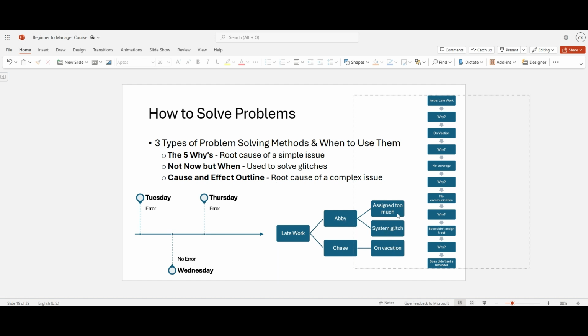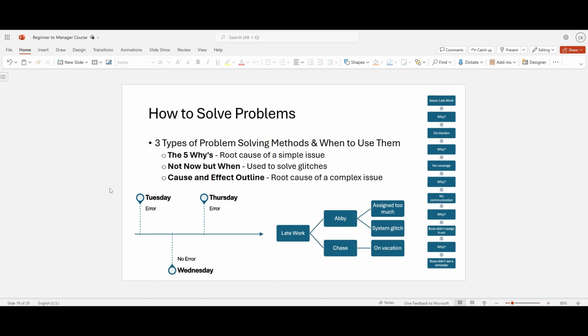So what happens is you can keep splitting these using whys, right? Why was she assigned too much work? Why was there a system glitch? Chase on vacation, why? And maybe this is the solve for Chase's, but we can keep expanding out Abby's. And what will happen is you'll expand it out far enough to where you'll get multiple solutions that you can either implement all at once, or if you're not sure that they would solve the problem, you can experiment and implement them one at a time to see which one works. And through that, you'll find your solution and you'll fix that issue.